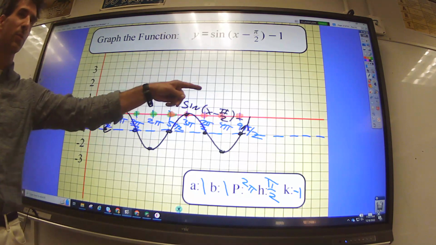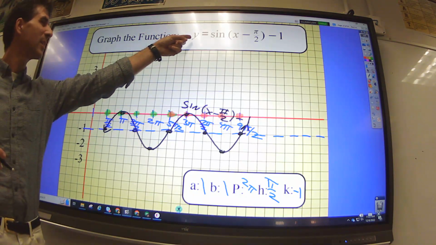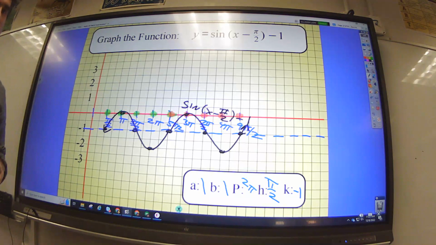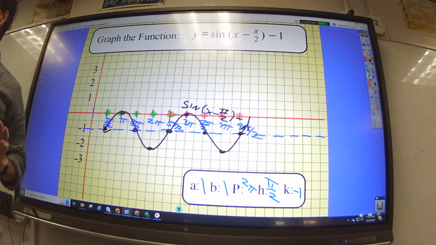If you change this to g of x or y, usually this has to be in function notation to label it, because anything can be y. Okay, real quick.